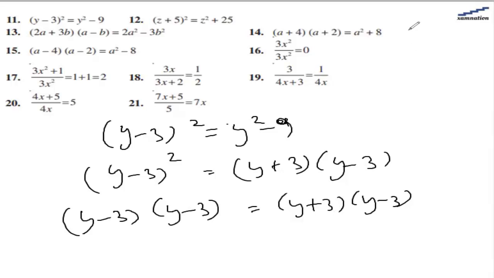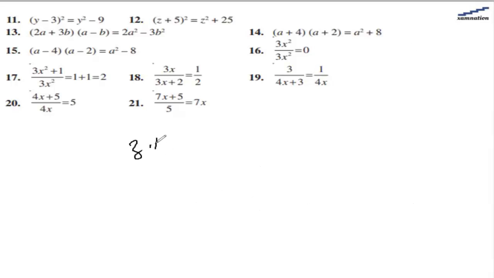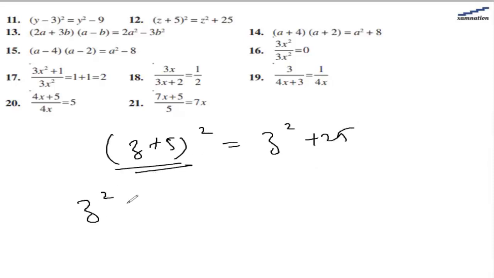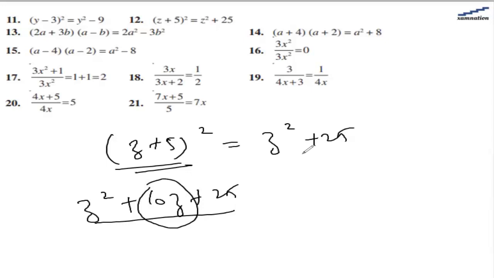For the 12th part, we are given z plus 5 whole square is equal to z square plus 25. So let's expand this z plus 5 whole square. That is z square plus 10z plus 25. So on the left hand side we have z square plus 10z plus 25, but in the right hand side we only have z square plus 25. So we need to add this plus 10z to the right hand side.